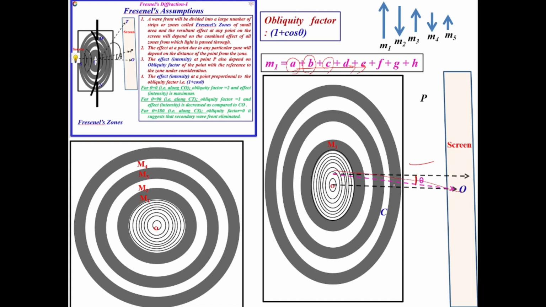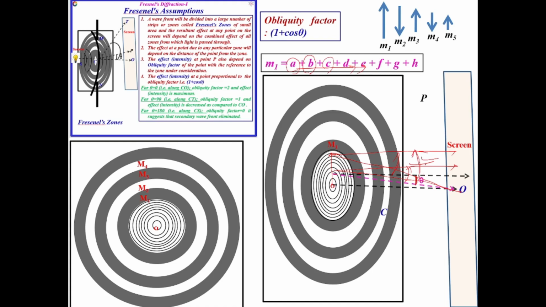The angle will be here. For the third half period zone, it will move straight. The angle will be this one. For the 7th, suppose the last one, for the 8th one, the angle will be how much? The angle will be this one. So as we move from the first strip to the 8th strip, gradually the angle increases.